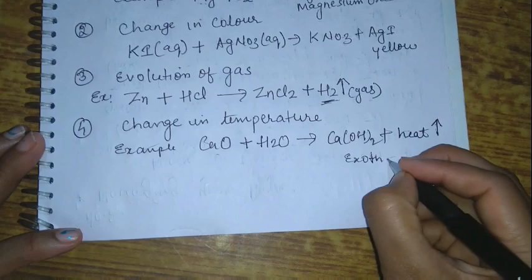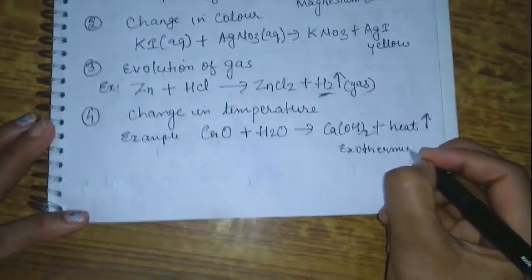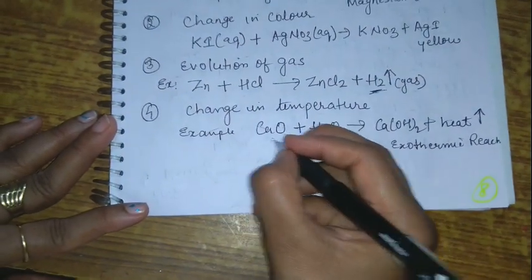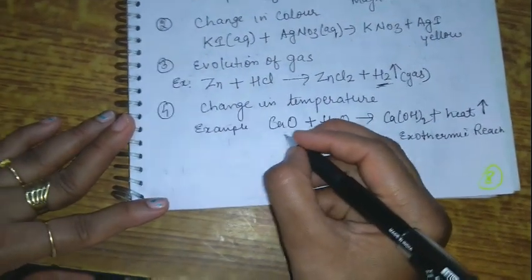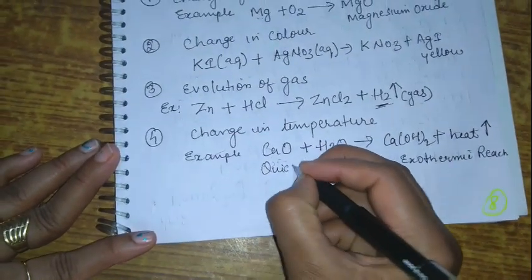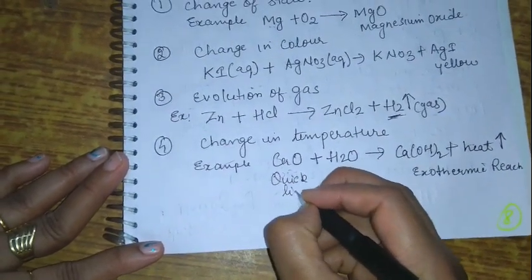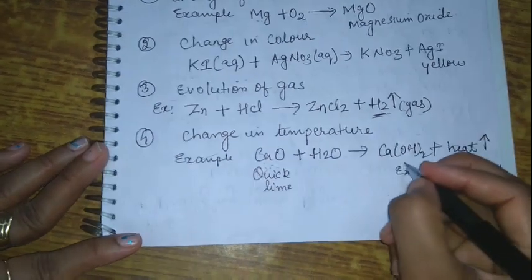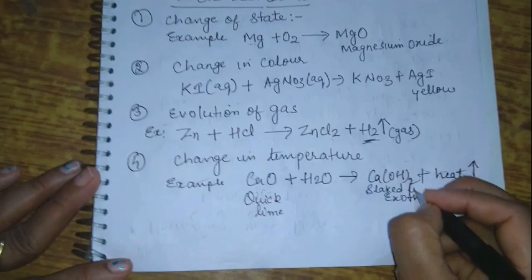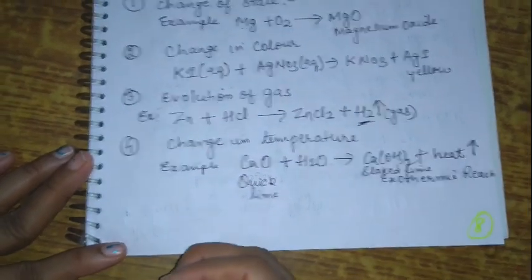क्या बोलते हैं इसको? Exothermic reactions. CaO means calcium oxide, which is known as quicklime. CaO quicklime है, and calcium hydroxide is known as slacked lime. क्या बोलते हैं? Slacked lime.